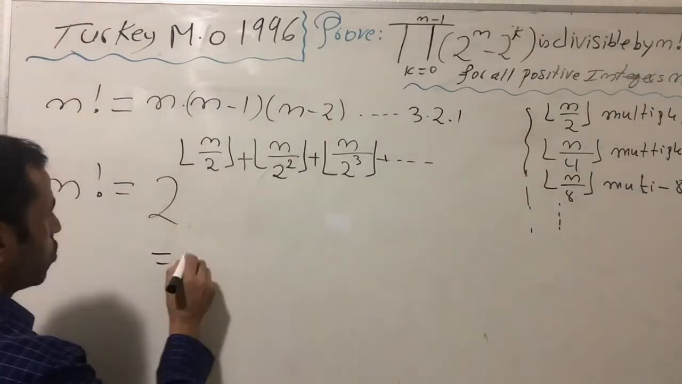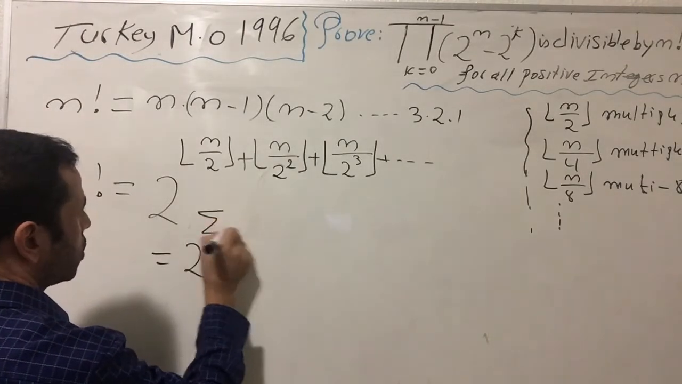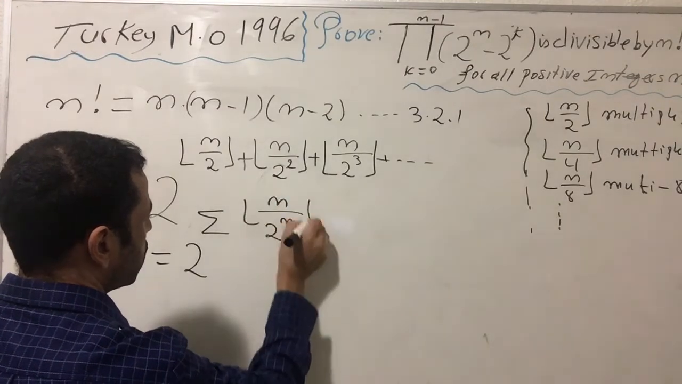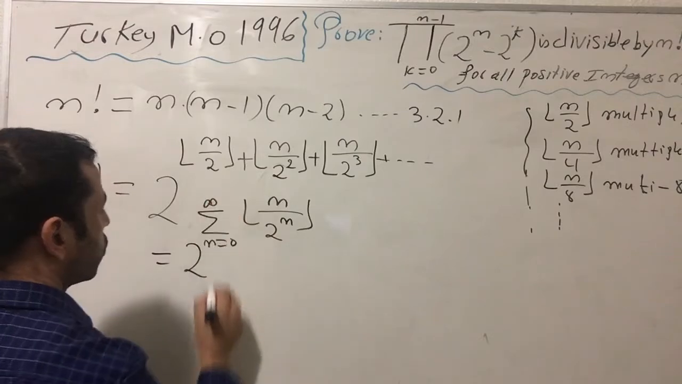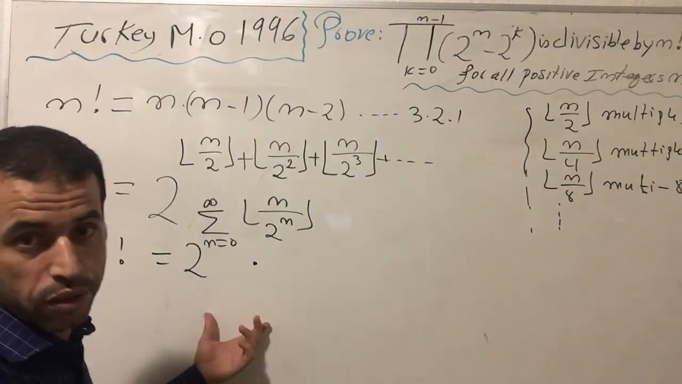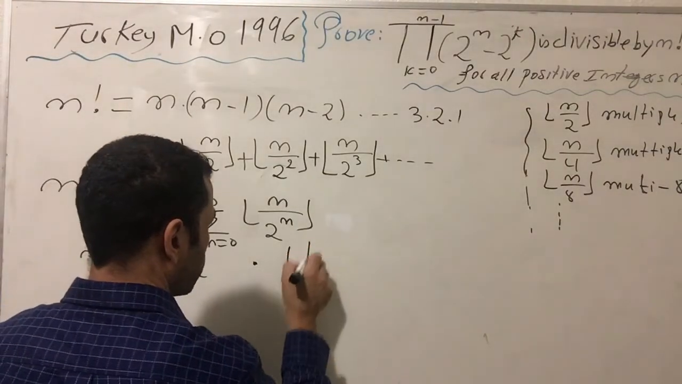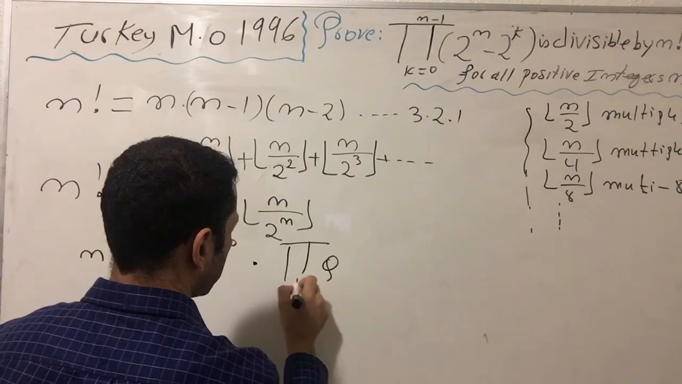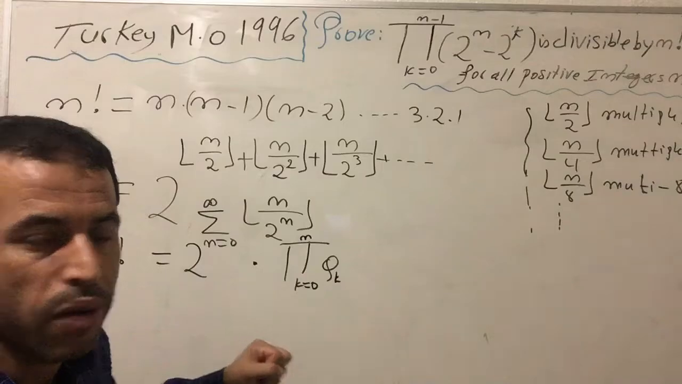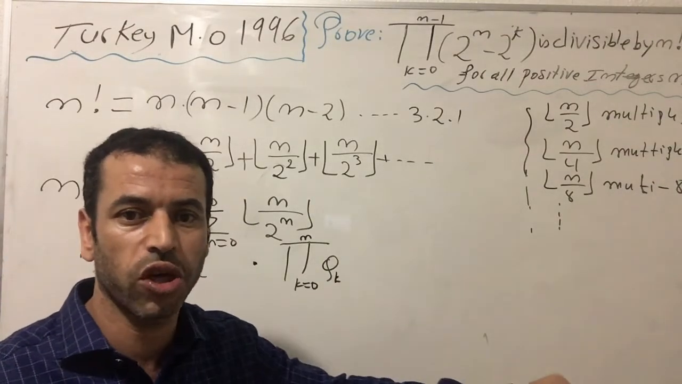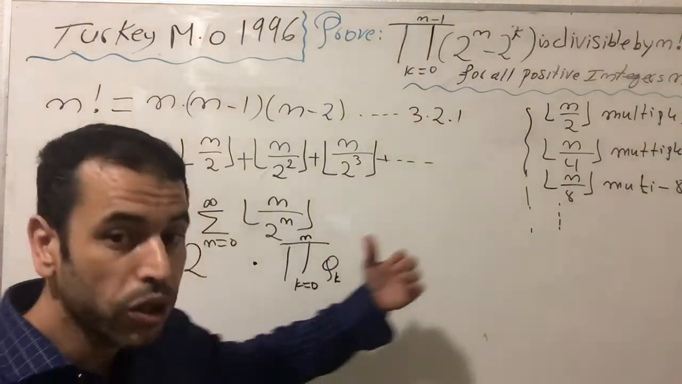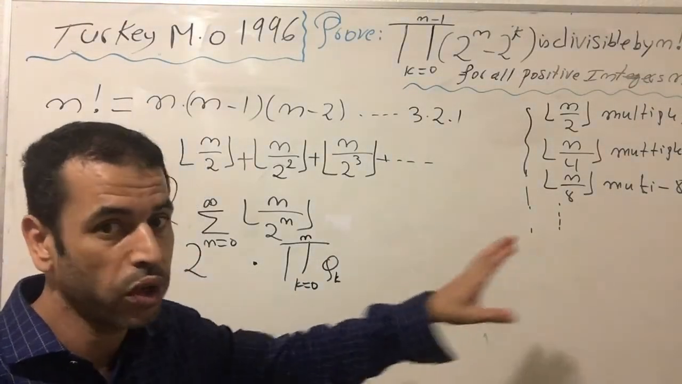This I can rewrite as the sum of the floor of n over 2 to the i, as i goes from 0 to infinity. So this is equal to 2 to that power, multiplied by another product, let's call it p to the q, as q goes from 0 to n, for example. What I did here is just extract the even part from this factorial, multiplied by the rest, because we don't know the rest.